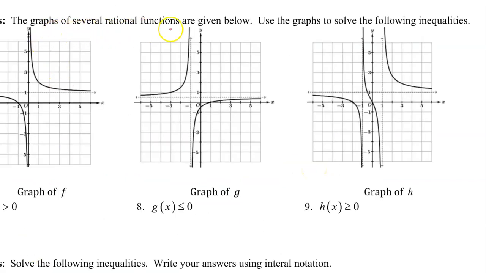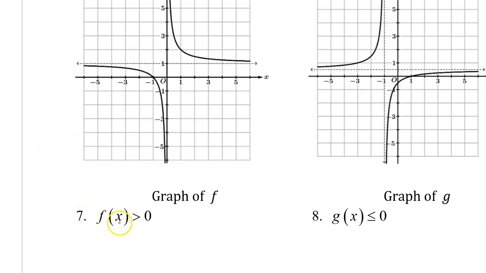The graphs of several rational functions are given below. Use the graphs to solve the following inequalities. Number 7, where is f of x greater than 0? That's going to be above the x-axis. Take note of the x-intercept here at negative 1. Because we only want values where f of x is greater than 0, not equal to 0, I'm going to put an open circle right here that leaves out the endpoint. So above the x-axis is going to be this part of the function, and this entire branch up here is also above the x-axis.